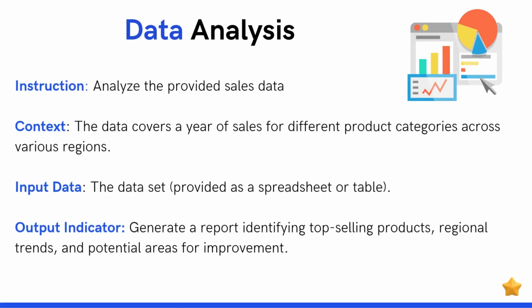Next up is data analysis. Let's take example from data analysis, where your instruction can be analyze the provided sales data. And the context can be data covers a year of sales for different product categories across various regions. So, of course, if you're doing data analysis, you have to provide the input data as well. So this will be your data set provided as a spreadsheet or table or even in structured text format. And the output indicator is what is your acceptance criteria. Generate a report identifying top selling products, regional trends, and potential areas of improvement.